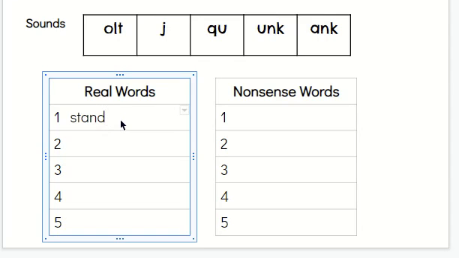Off. Standoff. Now I put a second F there because this is a compound word. Stand is a word on its own, and off is a word on its own. So you can use a bonus letter in that word. The next word is infest.